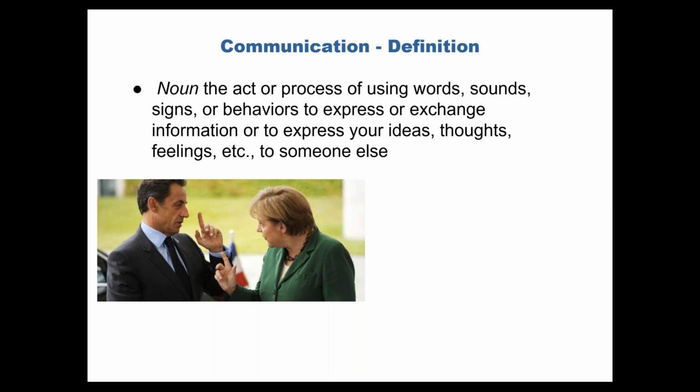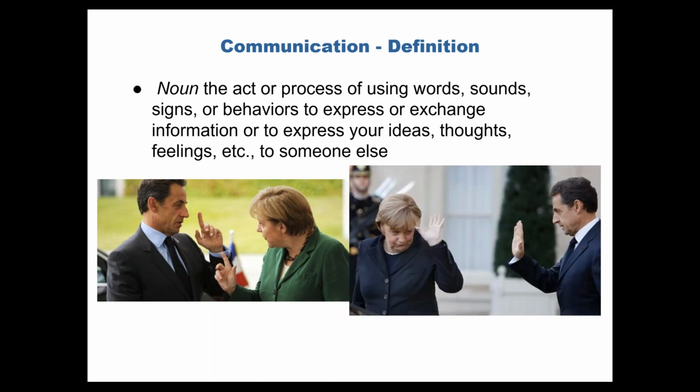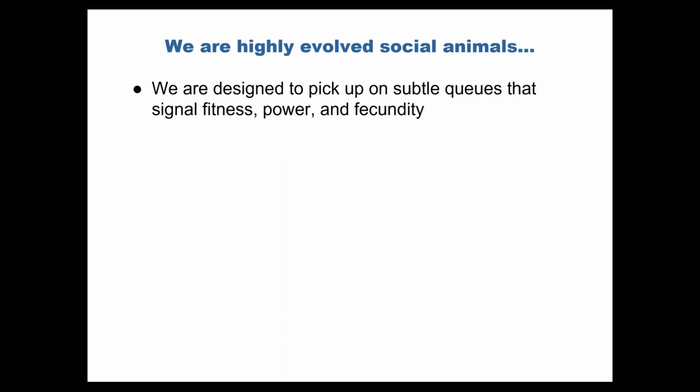In fact, we can even look at people speaking in other languages. We don't even need to know what those languages are. We can know a little bit about at least the tone of what's being said. So human beings are very good at picking up subtle cues. We're highly evolved social animals. We pick up on these subtle cues and they signal a bunch of things that are important to us as we listen to people. Your fitness, your power.